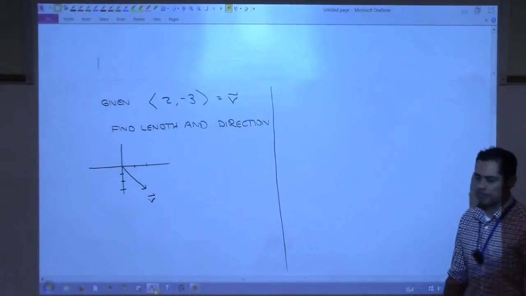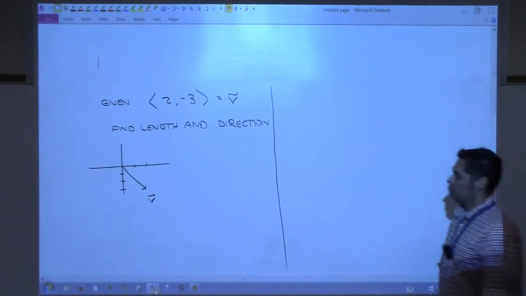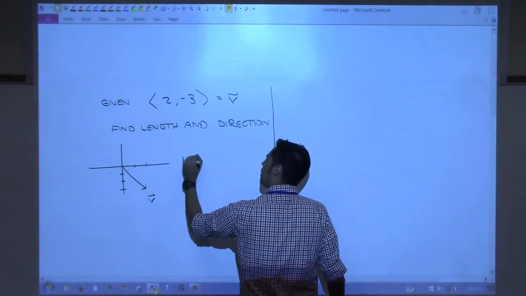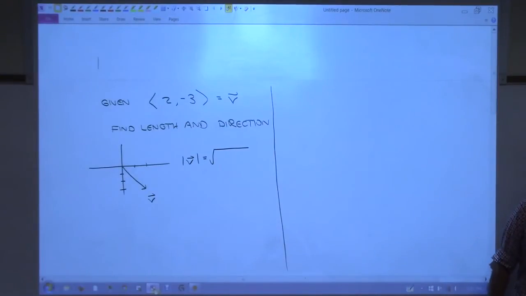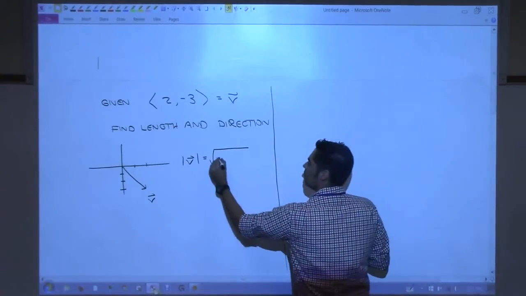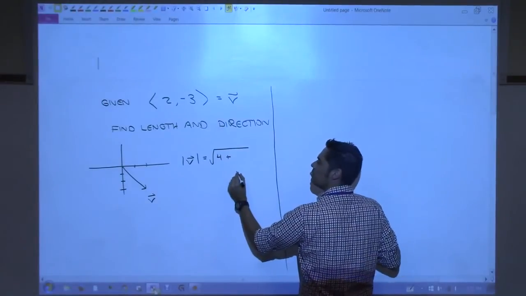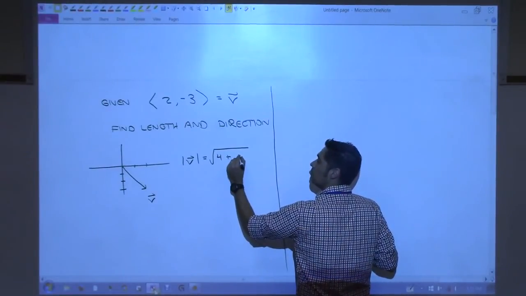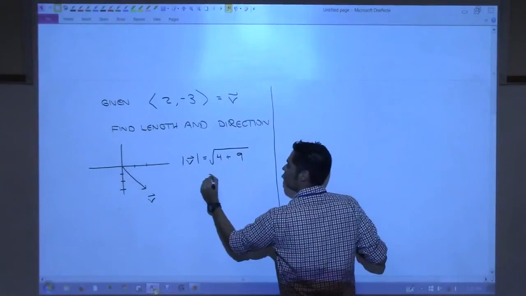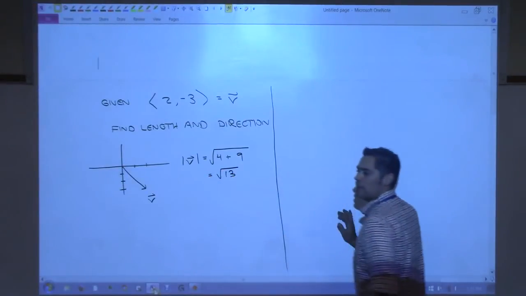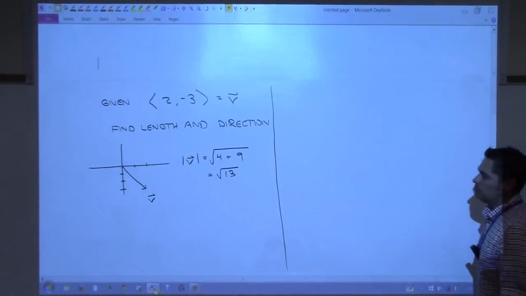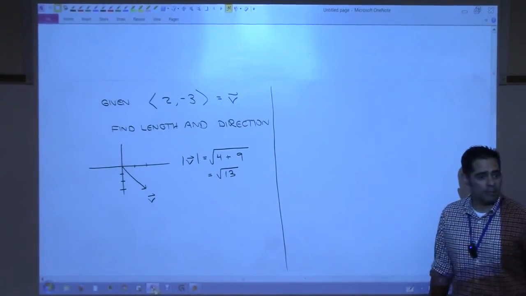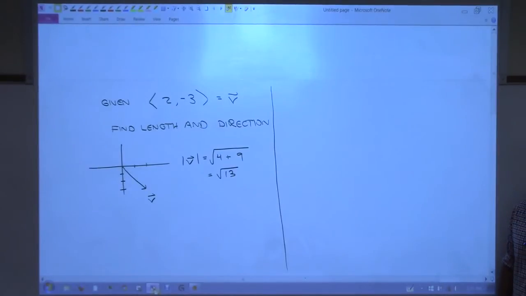How long is it? The length of V is the square root of 2 squared plus negative 3 squared. So 4 plus 9, right? Root 13. That's how long it is. So we've answered the first part. What direction is it pointed? So how are you going to do this?